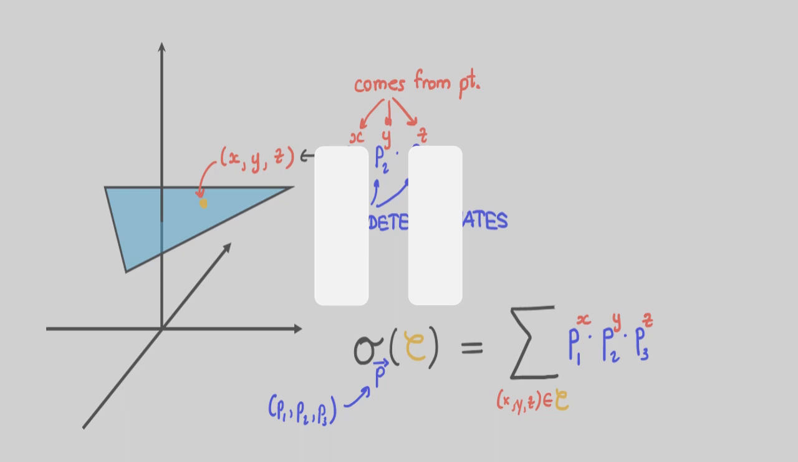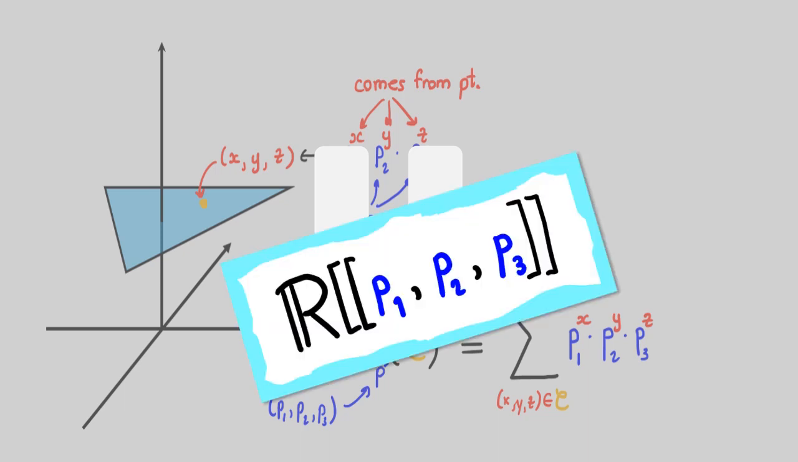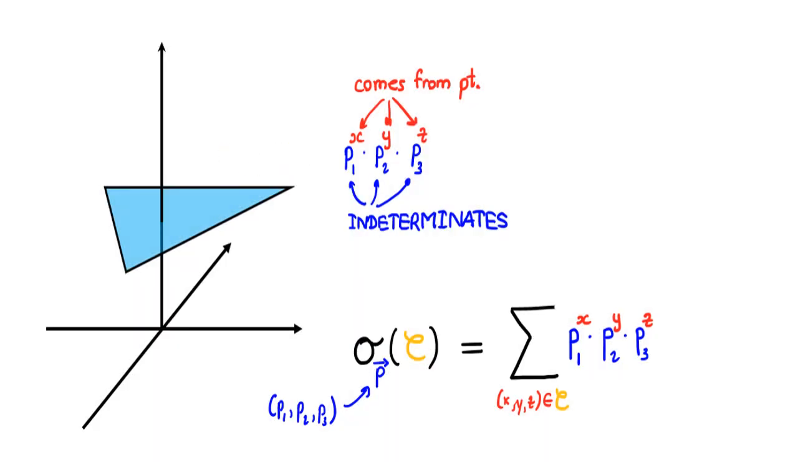If you're feeling nervous about having negative exponents, you can try translating our triangle into the first octant. This will get rid of all the negative exponents, and hence put our sigma of C into the ring of formal power series generated by p1, p2, and p3. Okay, back to the video.